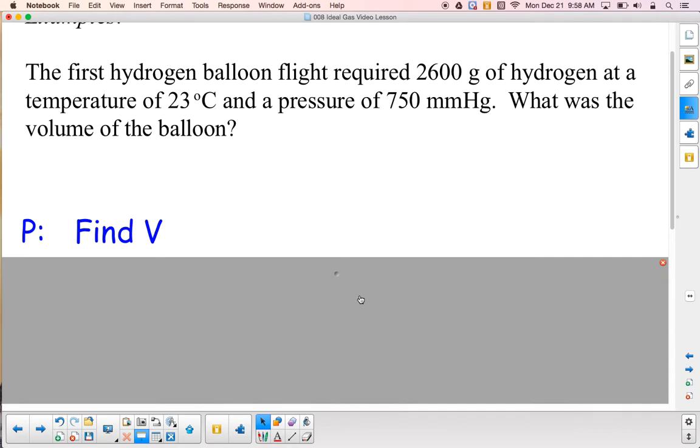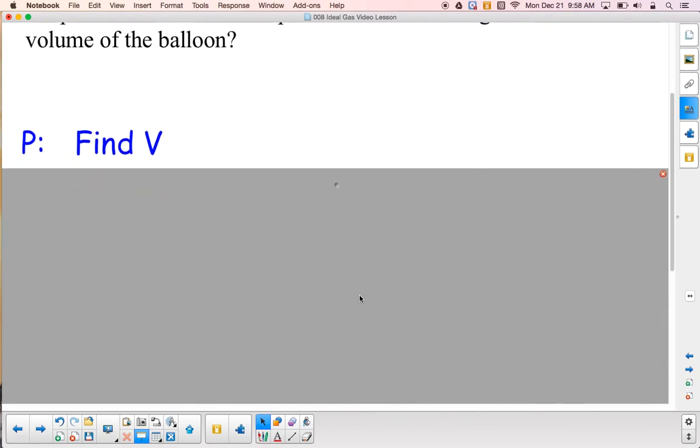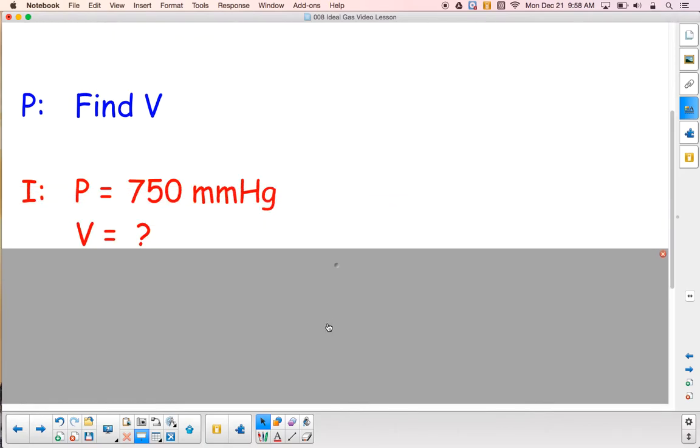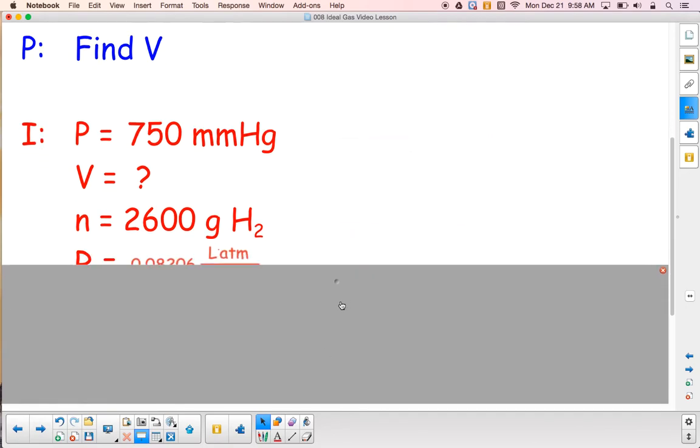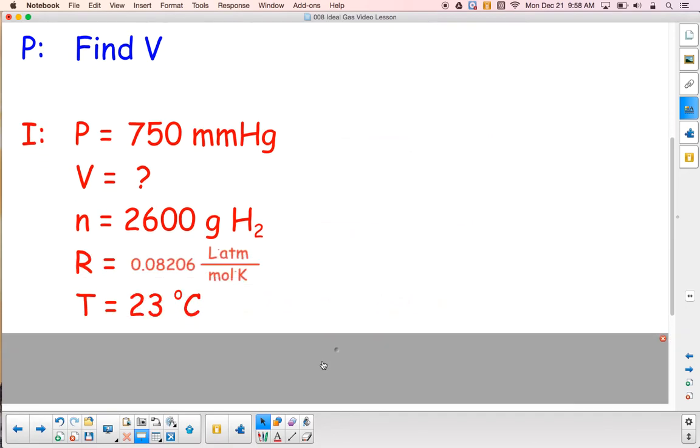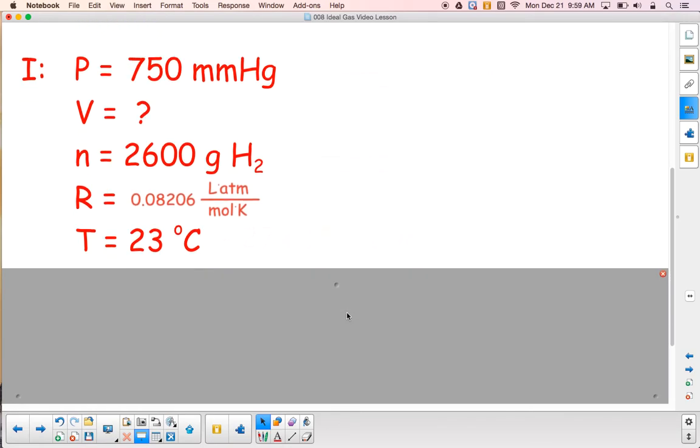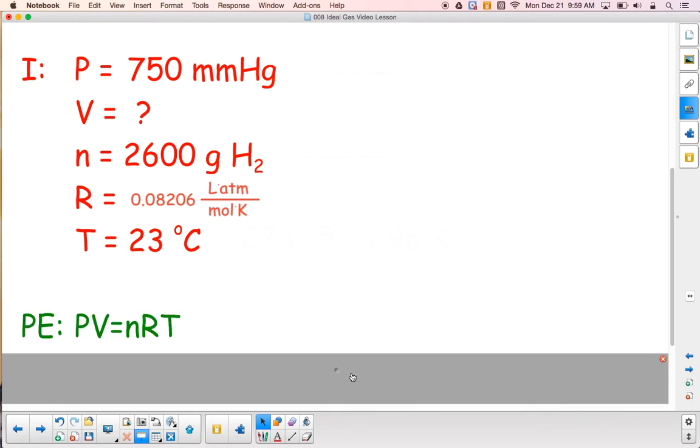My problem here is that I need to find the volume. I'm going to take a quick read through the problem and gather all of the information. So reading through the problem, we find out that the pressure is 750 millimeters of mercury. We don't know the volume. The amount of gas is given in grams, 2,600 grams of H2. Remember that hydrogen is diatomic. R, or the ideal gas constant, always stays the same, 0.08206 liter atmospheres per mole Kelvin, and the temperature is 23 degrees Celsius. We're going to need to use the equation PV equals nRT because that's really the only thing we know about gases at this point in time.